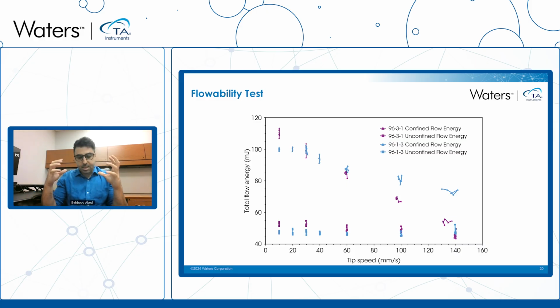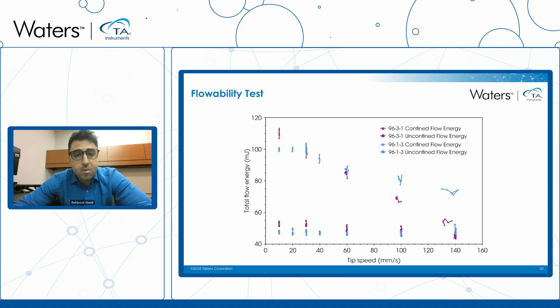And flowability tests, I really love these results because you do different tip speeds. Just imagine this tip speed as something analogous to shear rate. We talked about total flow energy or torque, analogous to shear stress. So you see here, as we increase the tip speed, the flow energy reduces. So they are showing some properties similar to shear thinning. But the interesting thing is that for 9631, from the lowest tip speed to the highest tip speed, you have a 46% decrease in total flow energy.